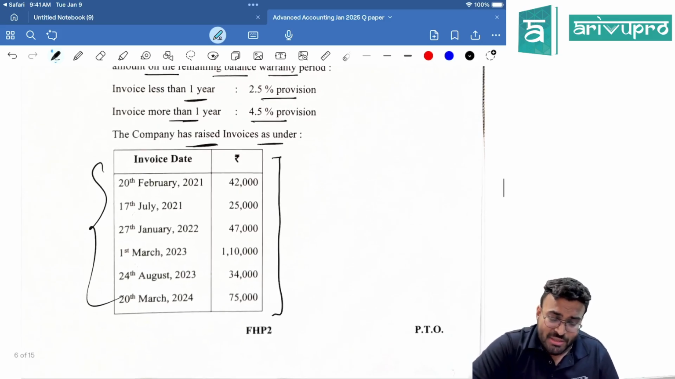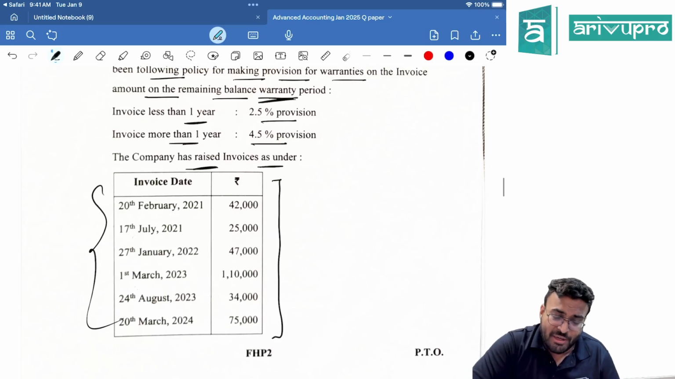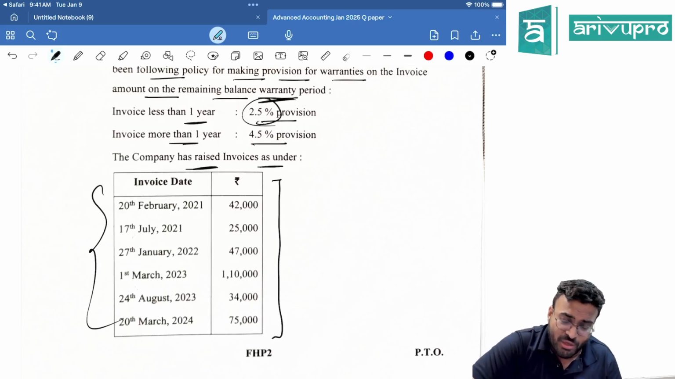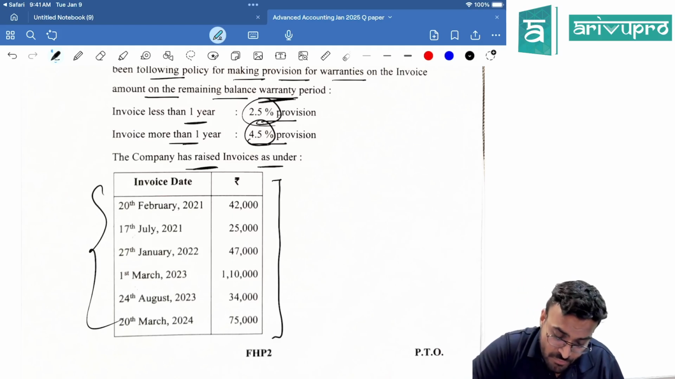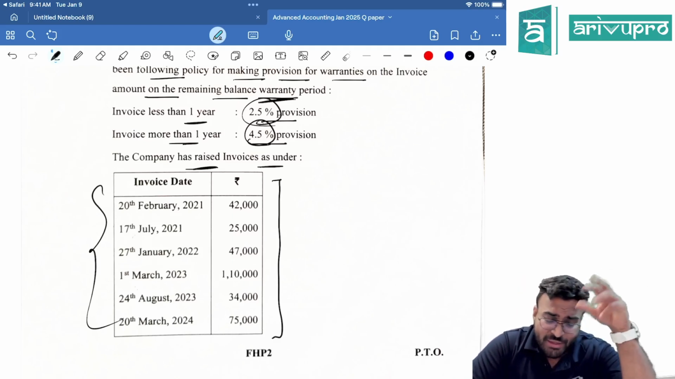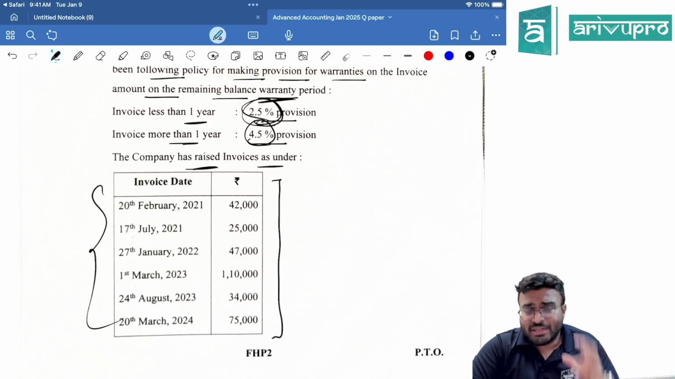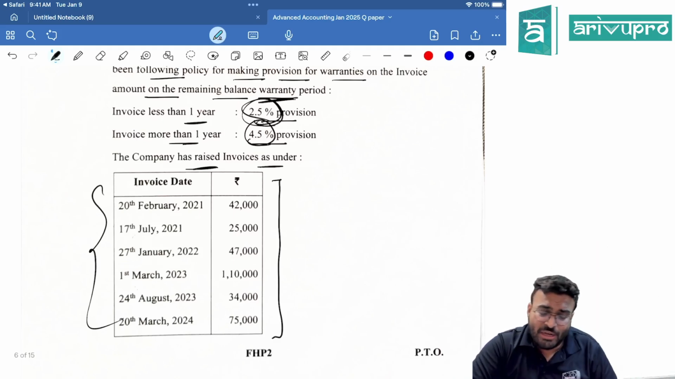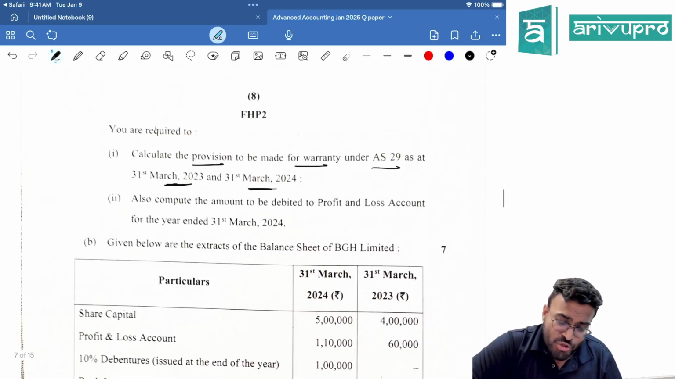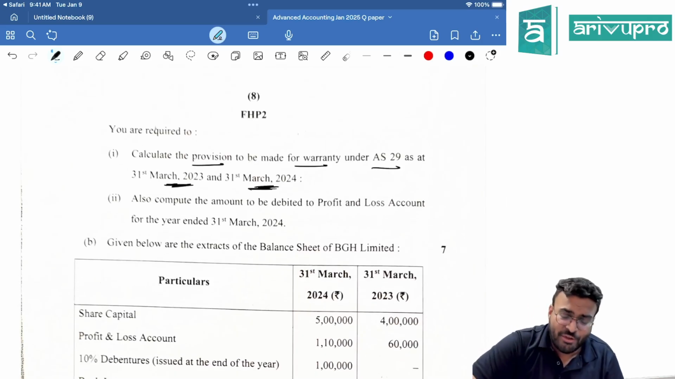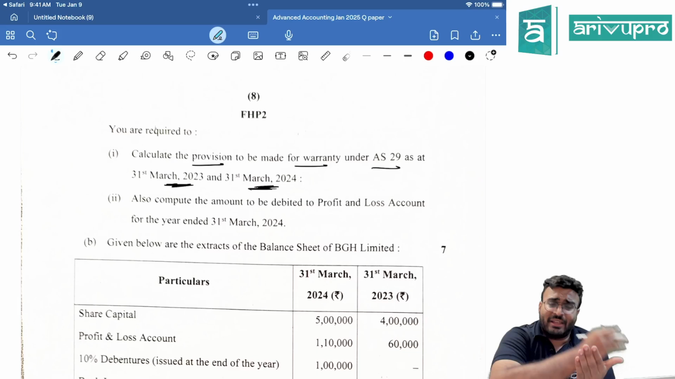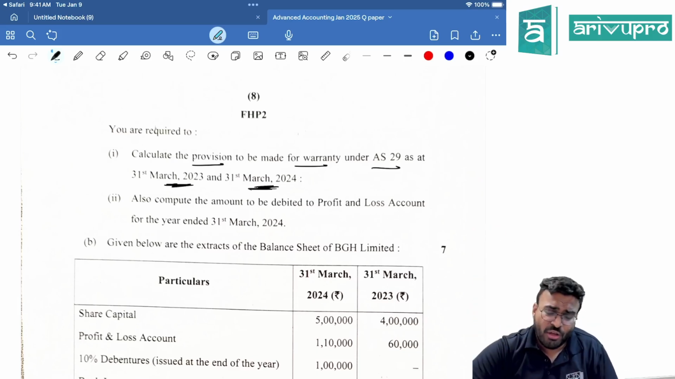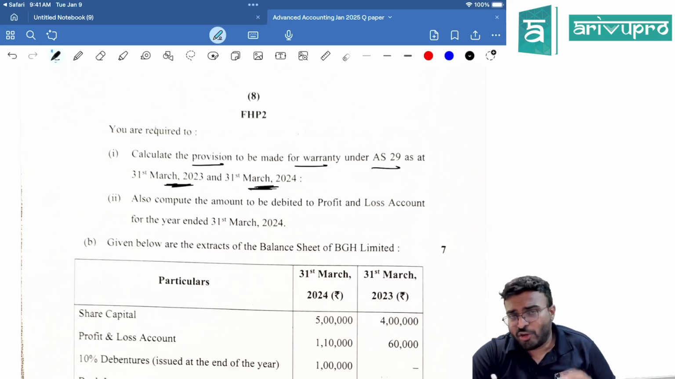Okay, invoice less than 1 year. Do we have balance warranty period less than 1 year? If it is less than 1 year, calculate 2.5% of that. Sorry, invoices which have completed less than 1 year, 2.5%. Invoices which have completed more than 1 year, you calculate 4.5%. First you calculate on 31st of March 2023, then when we go to 31st March 2024, whatever was less than 1 year in 23 will become more than 1 year in 24. So that time it will become a higher rate of provisioning.